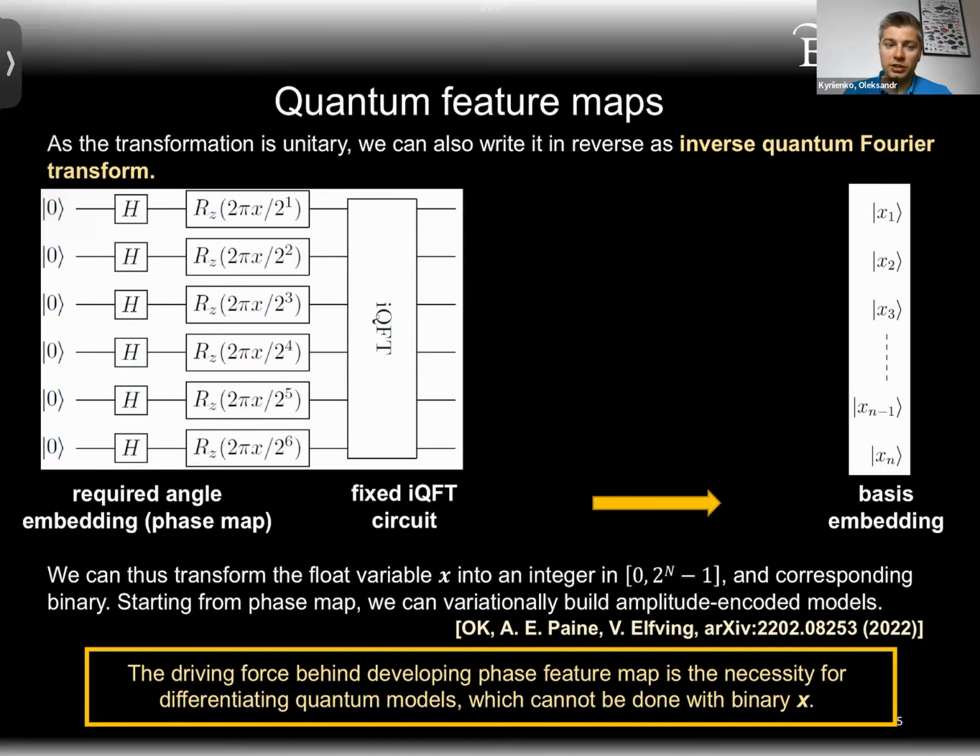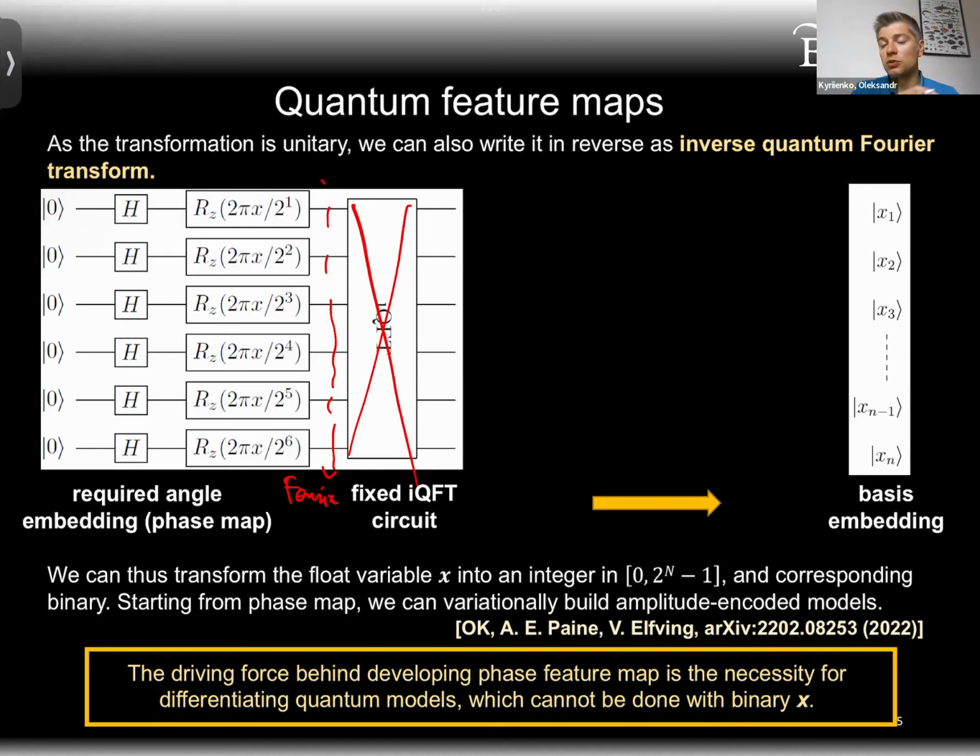So here's an example. I just take a 0 state, apply Hadamards, do rotations, and at this point what I have is a Fourier model. If I apply the inverse quantum Fourier transform, I will get the basis embedding circuit. But I could also just remove it. And if I don't have the Fourier transform circuit, I'm building my model in the Fourier space. And this Fourier space may have a reduced number of frequencies.